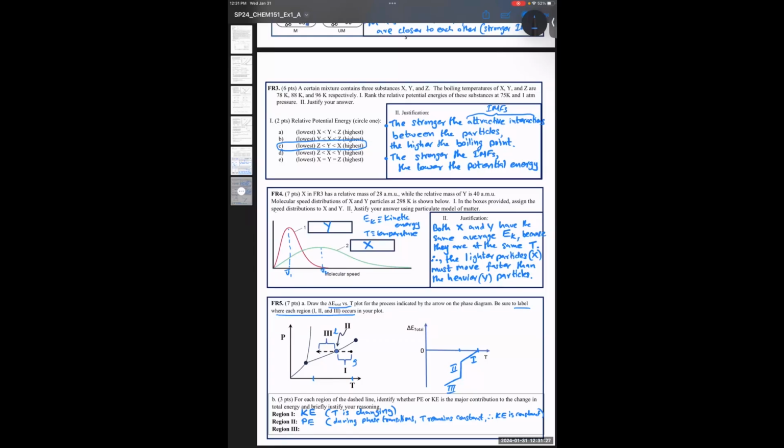And then region 3, again the kinetic energy. Why? Because temperature is changing, and the change in potential energy is negligible. That's not the major contribution, at least. All right, so that should be it.